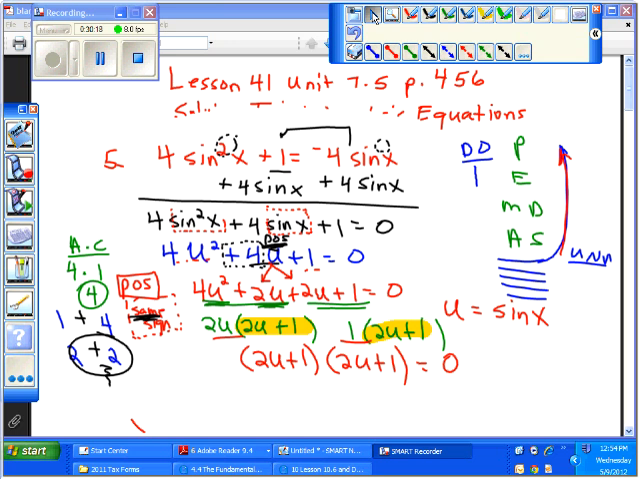Now, if you had recognized this as a binomial square way back yonder, you could have done that in your head. I wanted to teach you the AC method, so I went ahead and went through that. So now we can say either this factor 2u plus 1 equals 0, or the other factor 2u plus 1 equals 0, which is obviously going to give us the same result.